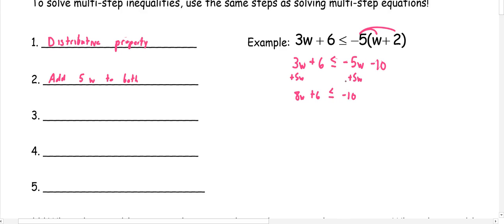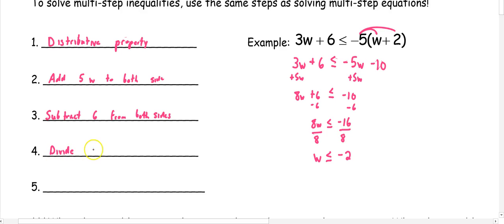So now that the w is by itself on one side, we need to get the number on the other side together. So we are going to subtract 6 from both sides. So when I subtract 6 on both sides, I get 8w is less than or equal to negative 16. And I'm going to divide by 8. So w is less than or equal to negative 2. So step 4 then was we would divide by 8 on both sides.